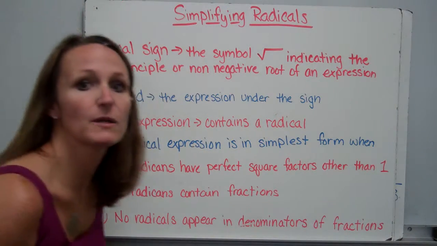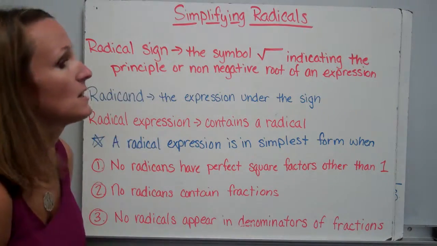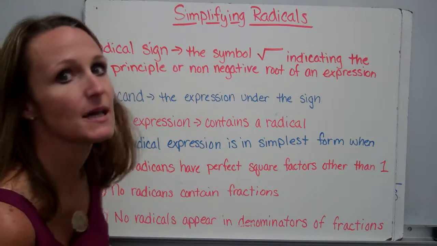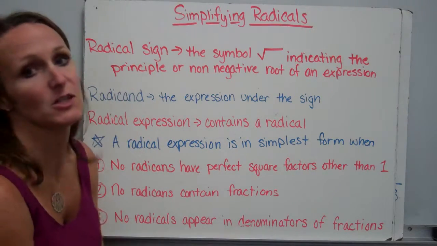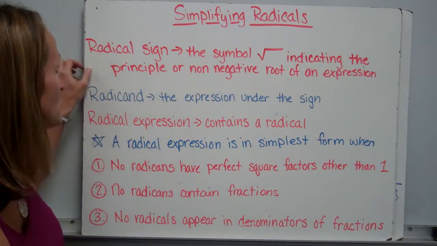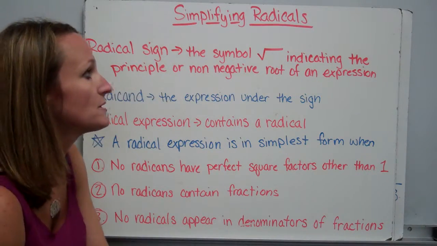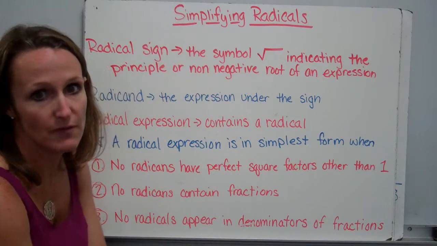Okay, so today we're going to talk about simplifying radicals. And I don't just mean taking square roots, I mean actually simplifying what's happening inside. So there's a few definitions we need to talk about first. First thing, the radical sign, which is a symbol, looks like this. That indicates the principal or non-negative root of an expression.